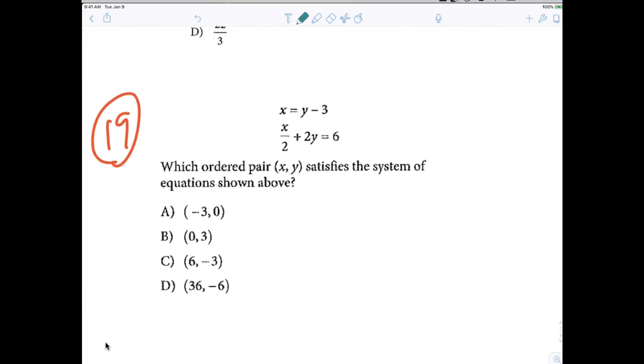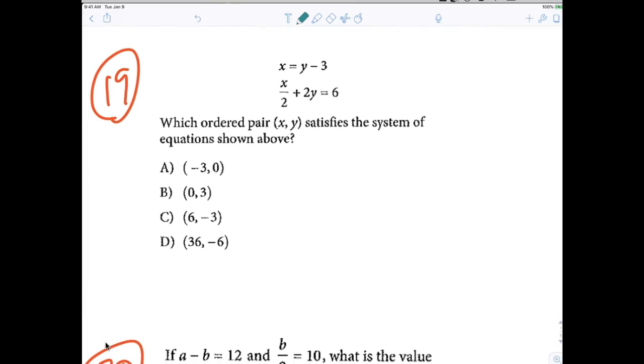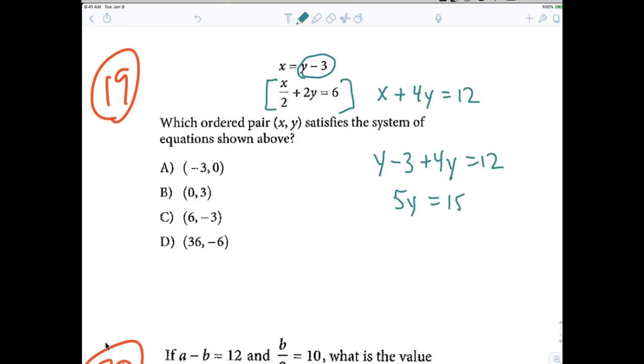All right, let's check out 19 now. If I have a fraction, to me, it's just easier to get rid of the fraction. So x plus 4y equals 12. Now, wherever I see an x, I can put y minus 3. So now I have y minus 3 plus 4y equals 12. 5y equals 15, so y equals 3.